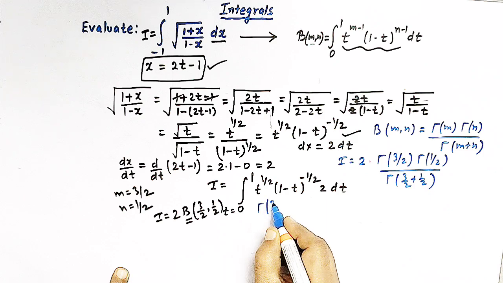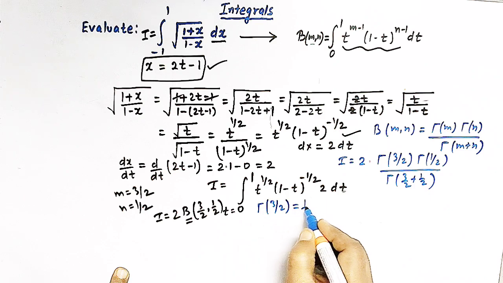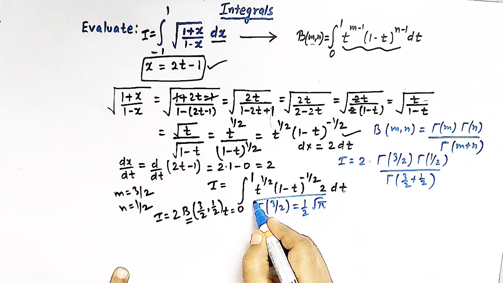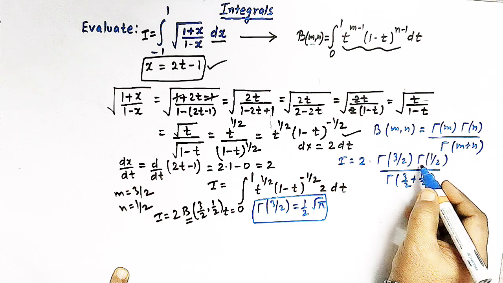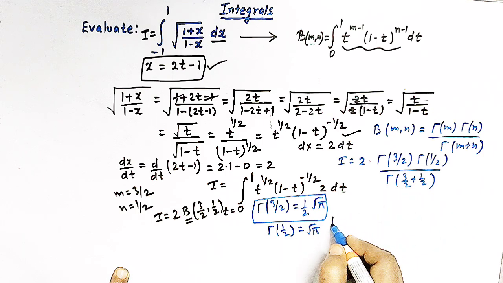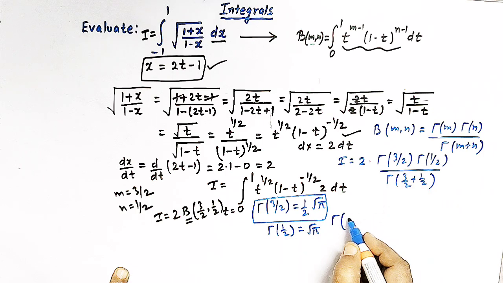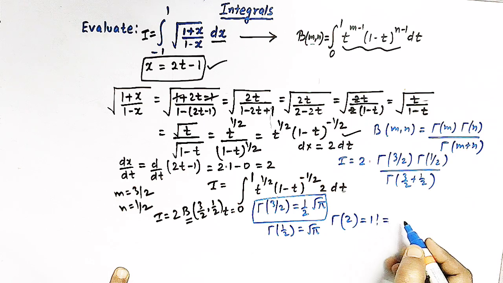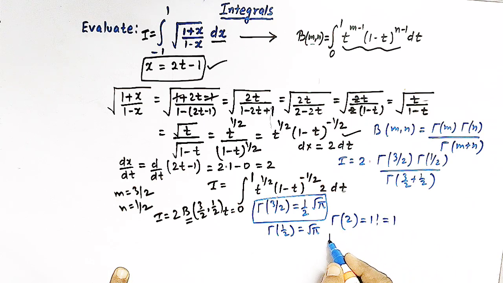Now gamma 3 by 2 can be written as half times square root of pi, right? So this is the value of gamma 3 by 2, and gamma half is equal to square root of pi. And here we have gamma of 3 by 2 plus half, that is 3 plus 1, 4 over 2, that is 2, and gamma 2 is equal to 1 factorial, that is equal to 1. So here we have used this result, that is gamma n plus 1 is equal to n factorial.